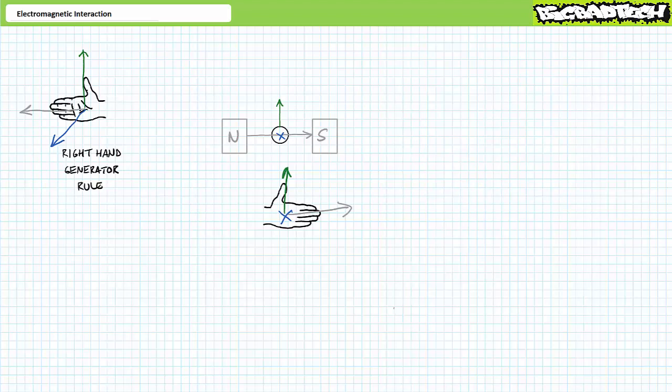You'll note in this example, we pushed the conductor upwards through a stationary magnetic field. What if we did something different and kept the conductor stationary and instead pulled the magnetic field downwards? Would anything change? Not in the slightest. Keeping the conductor stationary and moving the magnetic field down is the exact same thing as moving a conductor upwards through a stationary magnetic field.